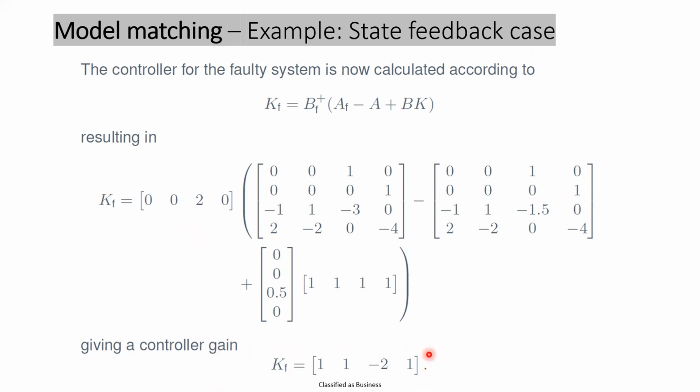Okay, so it means that when the fault happens, you need actually to switch to this one. If you notice here, we didn't go and tune a new controller. We just used the tuned controller for the nominal system and found the controller for the faulty case. Is there any question here?